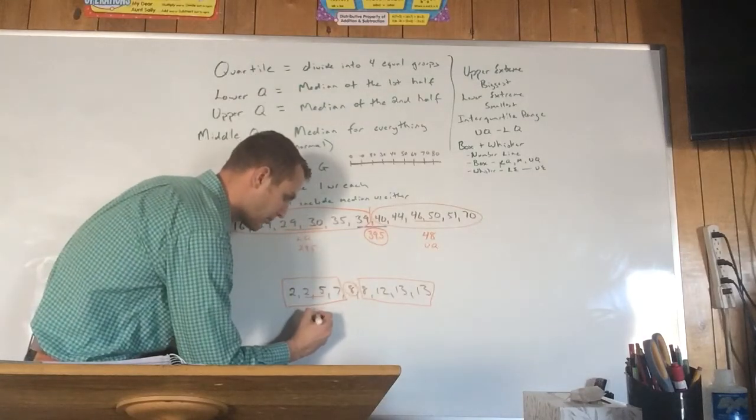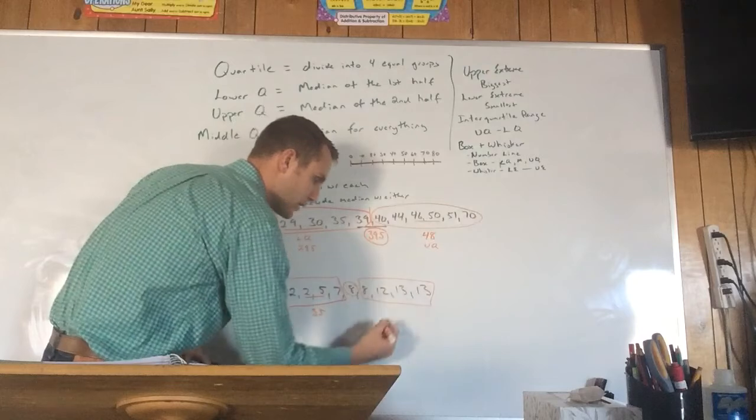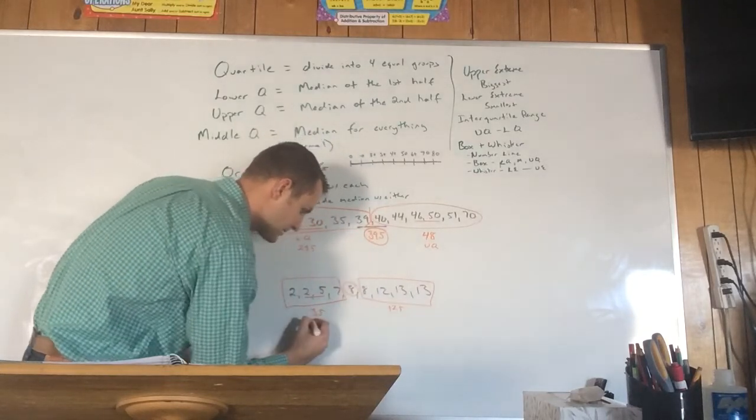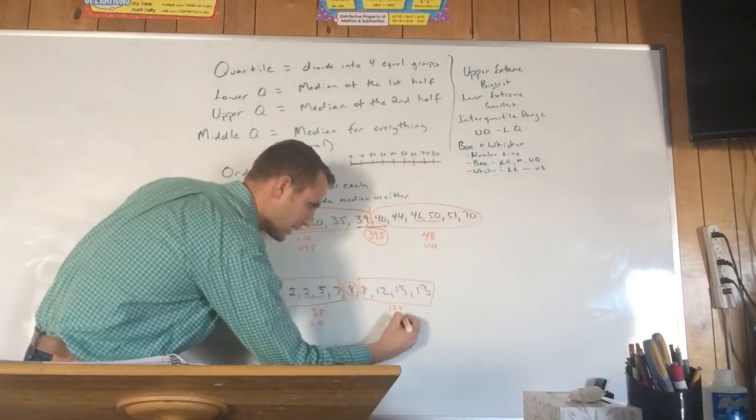Divided by 2 is 3.5. Here, 12 plus 13 is 25. Divided by 2 is 12.5. So this is my lower quartile and my upper quartile.